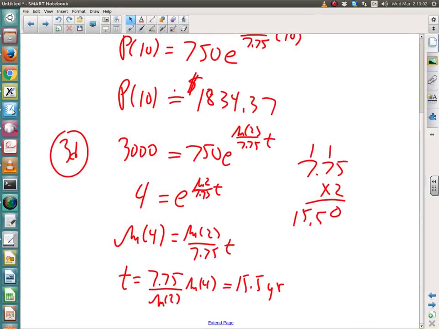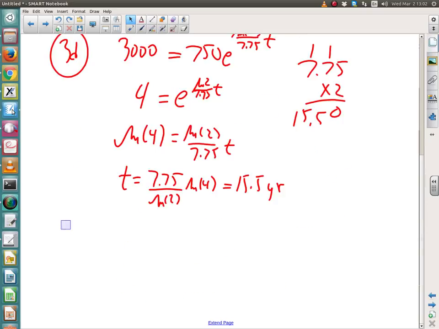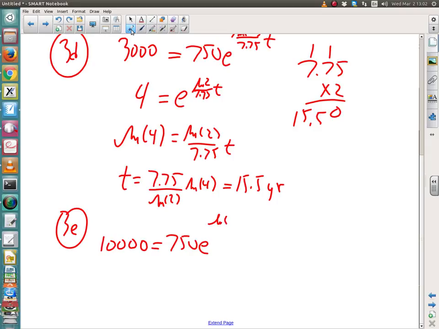Okay. Now part E. Part E is not as obvious. Part E says, all right, when is P $10,000? How long do you have to wait? You have to wait 15.5 years to get $3,000 from this investment, right? Now, in part E, how long does it take to get $10,000? 10,000 equals 750 e to the ln of 2 over 7.75 t. And you can do all the same stuff all over again, or you could do it graphically. If you do it graphically, you have to draw a graph as part of your work, okay? But let's see. What if we did this graphically in the calculator? Let y1 equal 10,000. Let y2 equal 750 e to the ln 2 over 7.75 t, and see what you get. Or you could do it algebraically like we did in 3D.